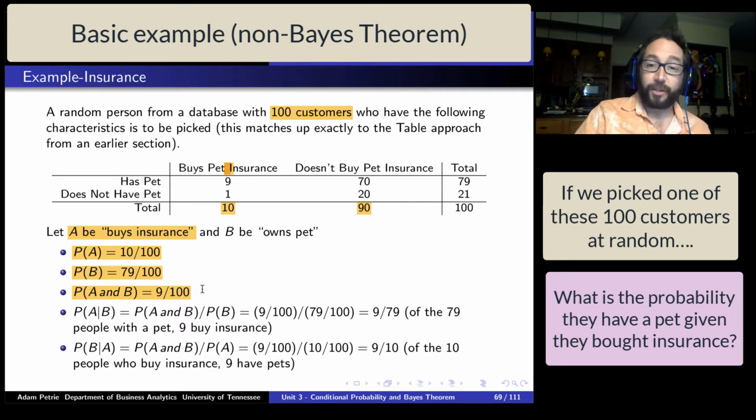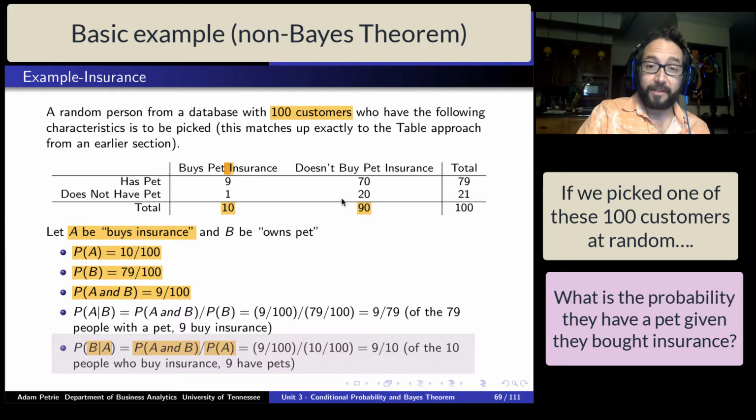So let's actually use the formula approach first. I want to know what's the probability that someone has a pet given that they have bought pet insurance. So from the formula, I need to take the probability that both of these have occurred, that 9%, and divide by the probability of the event on which I'm conditioning, which is 10%. So 9% over 10%, that works out to be 9 out of 10, or 90%. Easy to work with the formula.